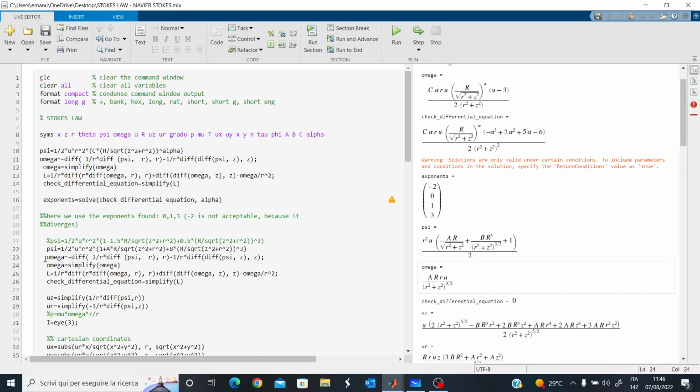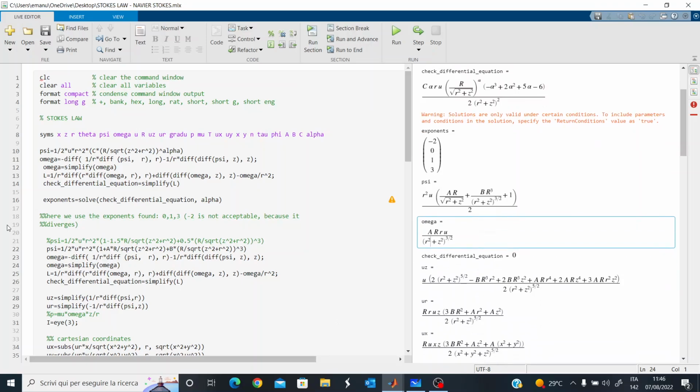And then I have rewritten omega, I have simplified the expression, and it can be written like this. Omega is equal to a capital R, then I have r u divided by r squared plus z squared to the power 3 over 2. And then what did I do? I have checked again the differential equation. And in this case, you can see that if I write my function psi in this manner, the differential equation is equal to 0.